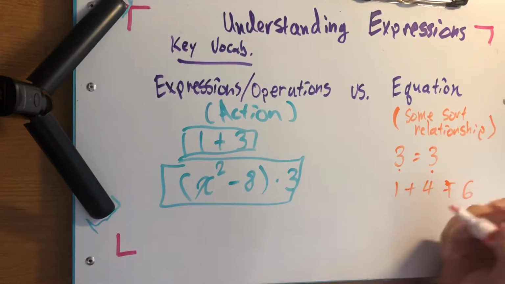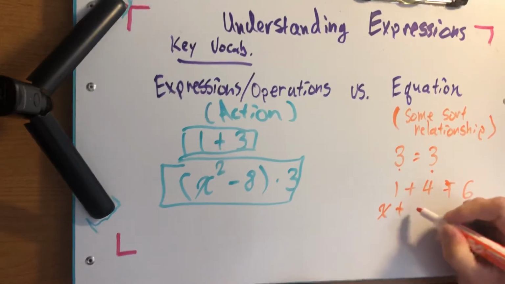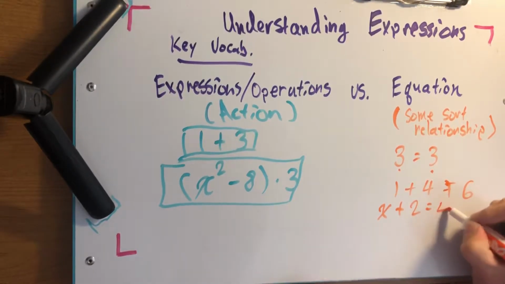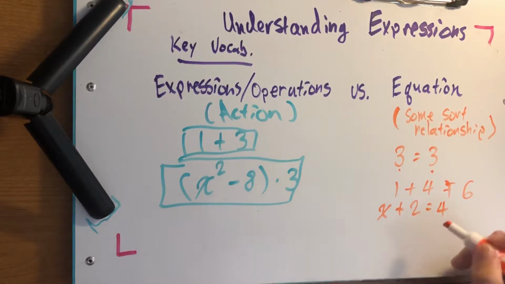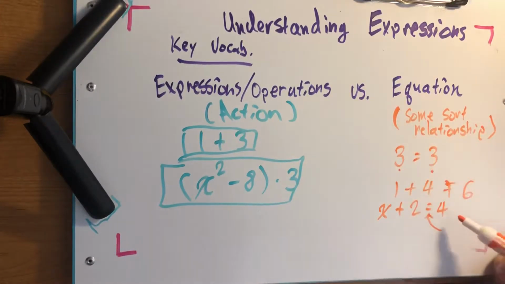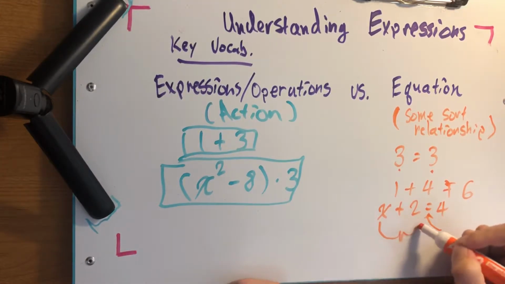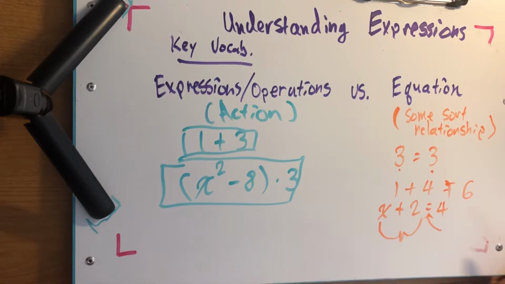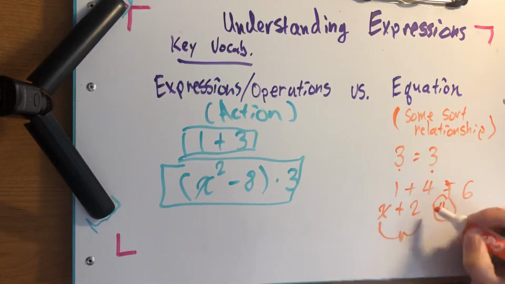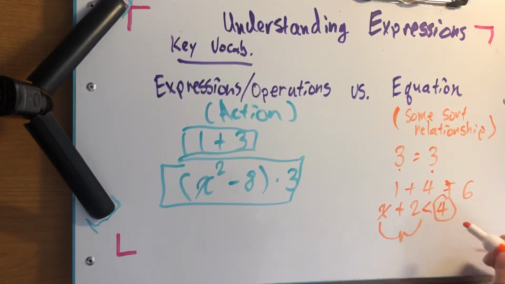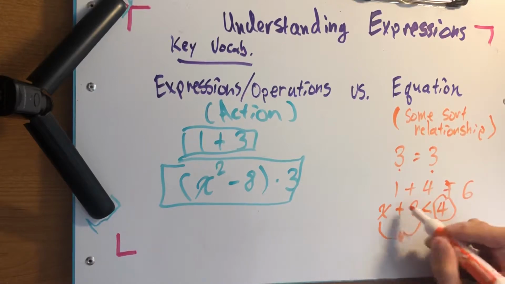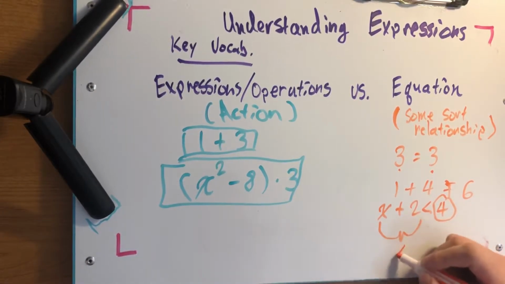You could have something like x plus 2 equals 4. And because you understand what this equal sign means, these two sides have to be the same. That means this piece right over here, x plus 2, has to equal this. So if we had something like that, x plus 2 is less than 4, then this whole thing, these two together, have to be less than 4.